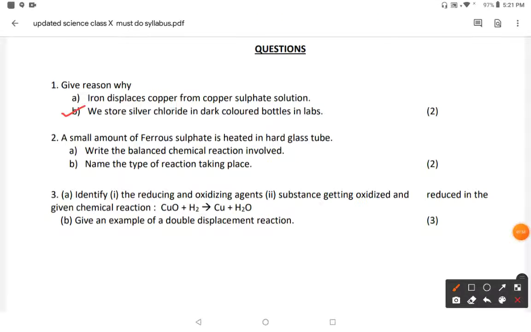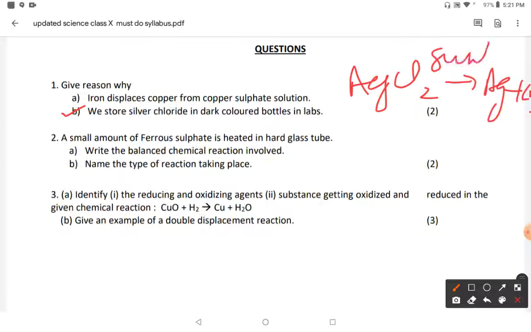Second, we store silver chloride in dark colored bottles in the labs because silver chloride reacts in the presence of sunlight, and a photolytic decomposition reaction occurs there in the presence of sunlight, and silver chloride is converted into silver plus chlorine gas. So they are kept in colored bottles so that this reaction will not occur.